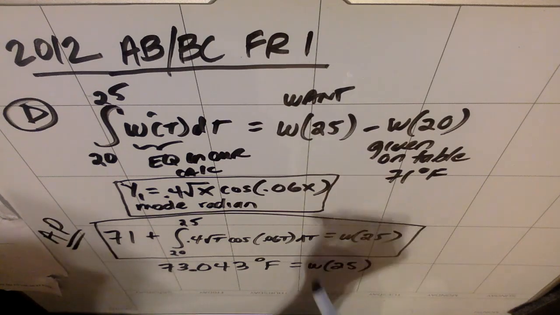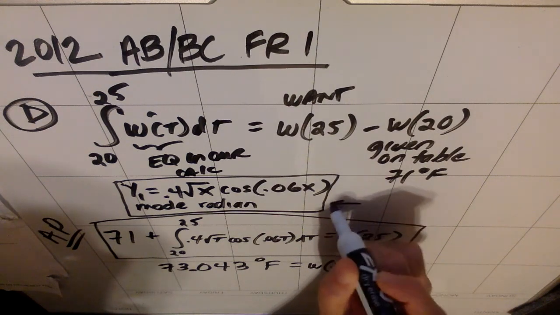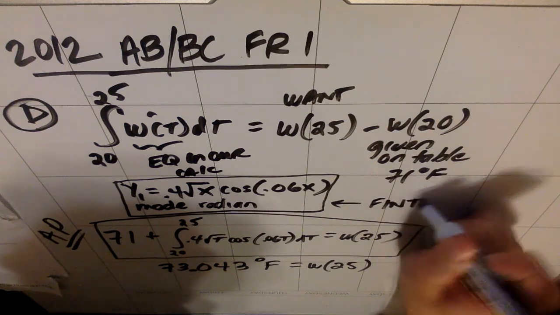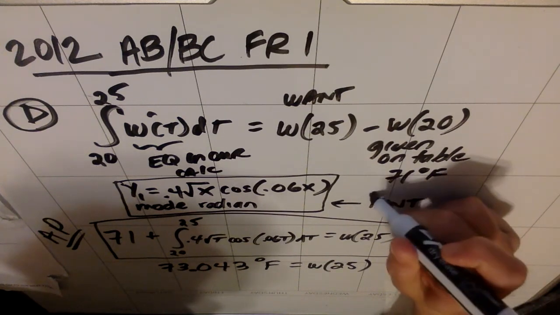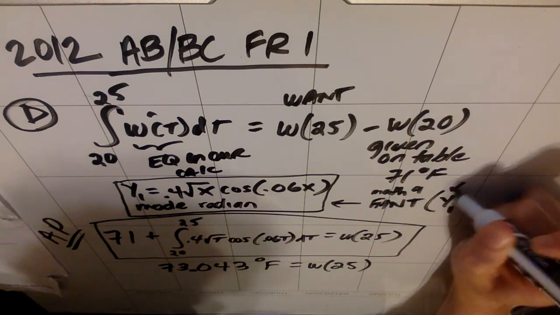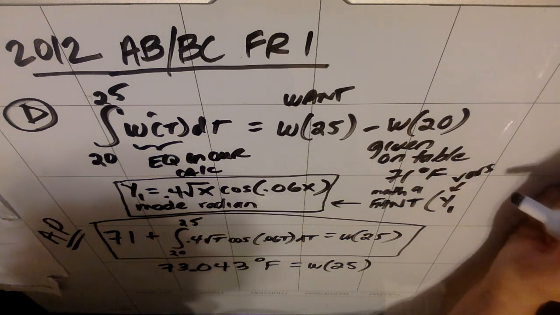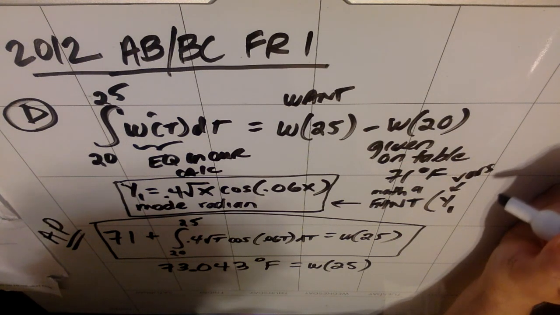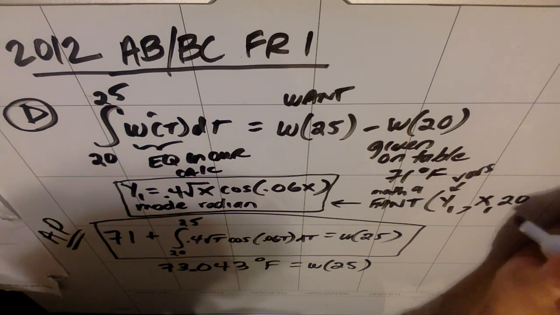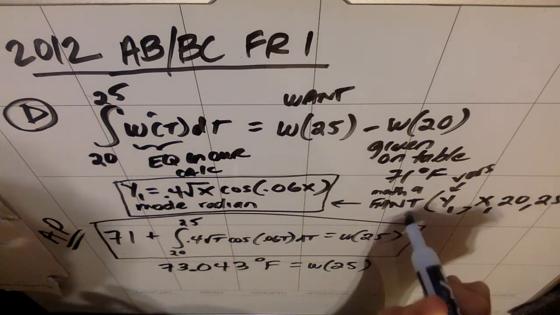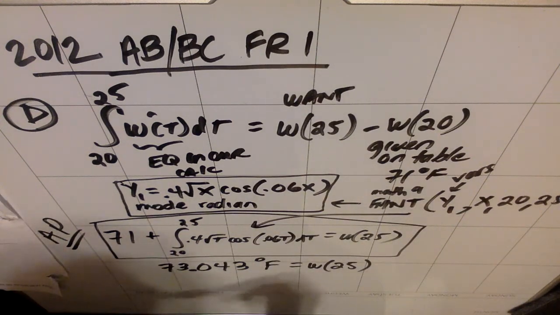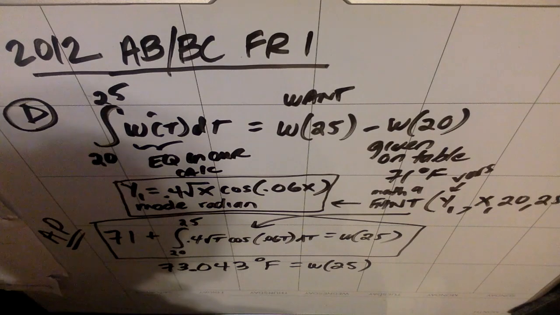Just a reminder of how you type this into your calculator. So right here, once you call that y1, you're going to type in function integrate, which is math 9, right? So it's math and then 9, parentheses y1, which you get by going to vars and then picking y vars, and then picking function and 1, comma, with respect to x, from 20 to 25. And that's how you're going to enter this piece into your calculator. To that, you'll add a 71, and that's when you get the 73.043 degrees Fahrenheit.